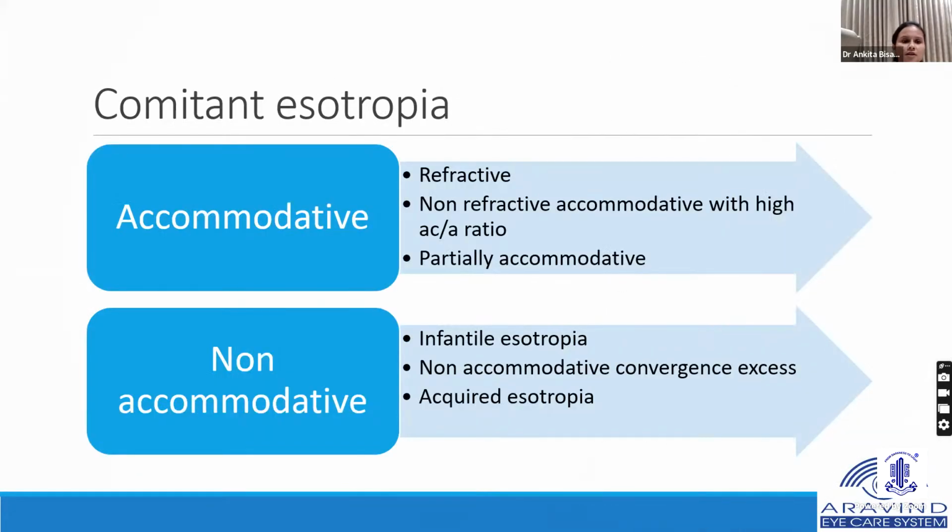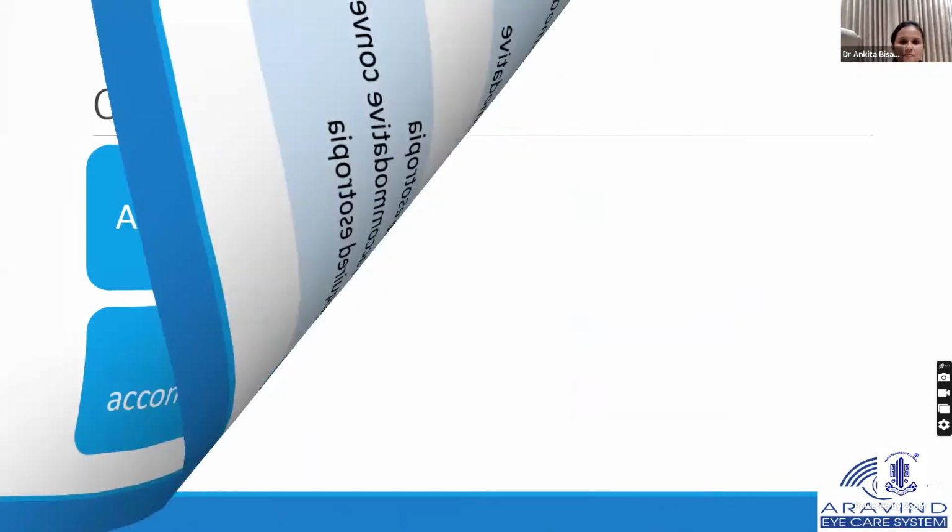Broadly, esotropias are classified into comitant and incomitant esotropias, which have accommodative and non-accommodative types. Accommodative are usually refractive, non-refractive accommodative, and partially accommodative. In non-accommodative, there are infantile esotropia, non-accommodative convergence excess esotropias, and acquired esotropias.